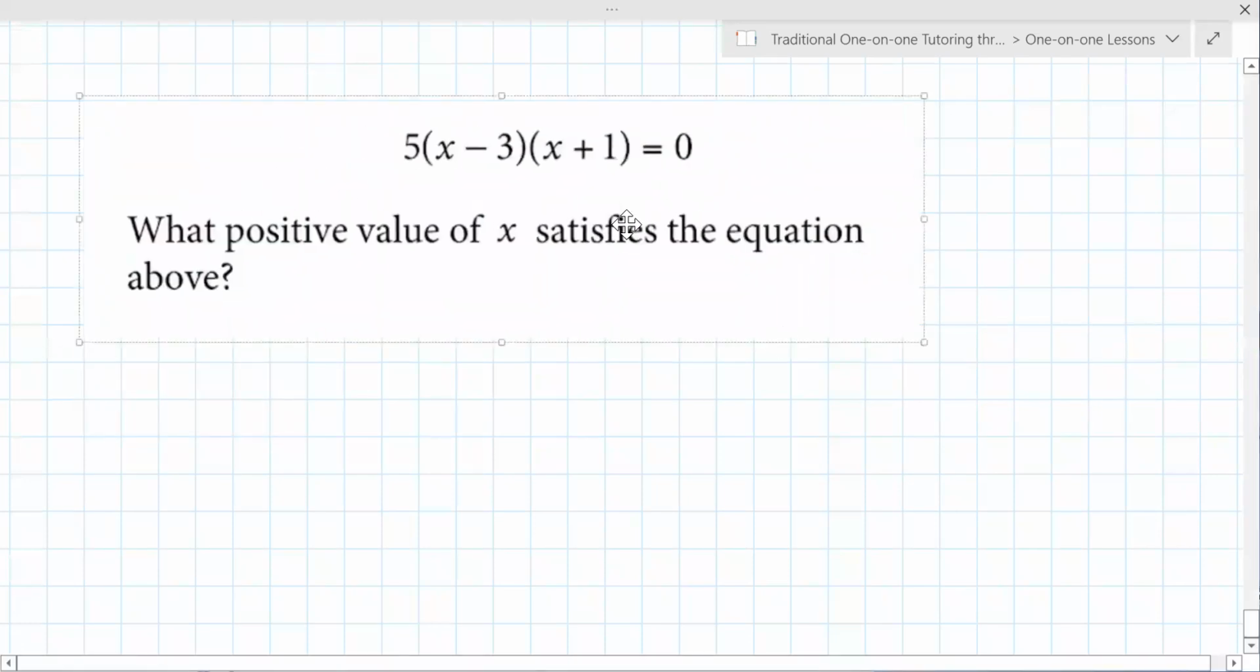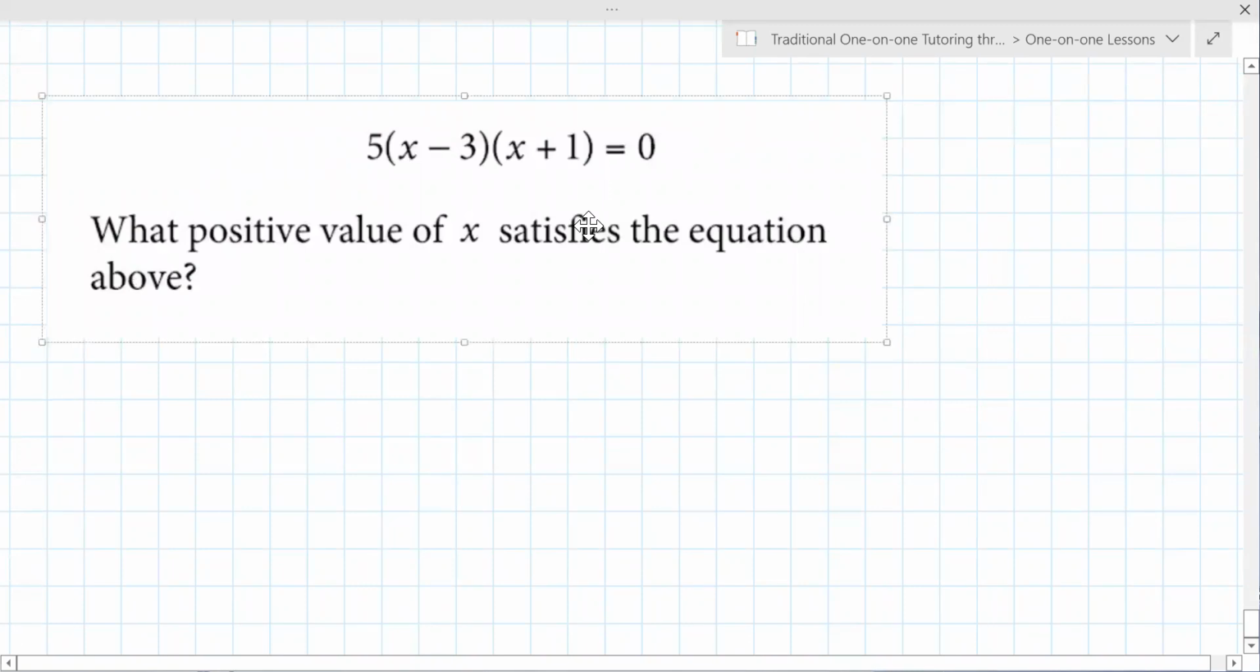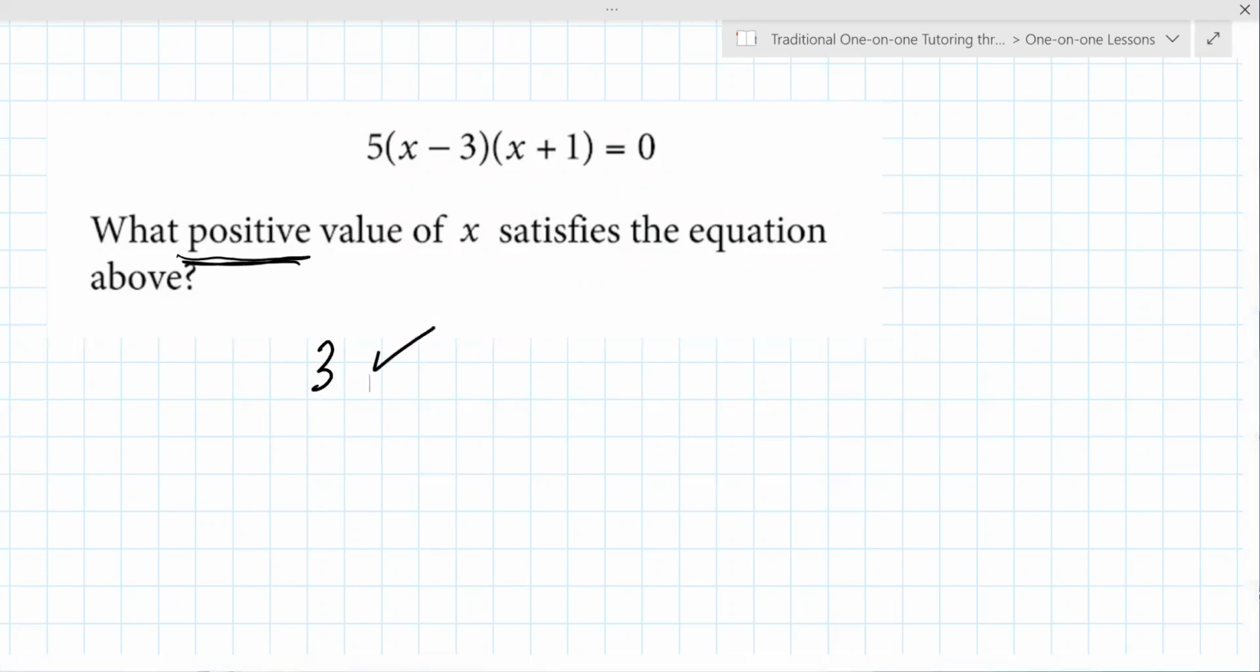All right. This is again asking, what is the solution? What are the x-intercepts? So the first x would be 3 and the second x would be -1. Okay, so let's be more specific here. Which one is this asking for? The positive. So which one would you give? 3. Yes. And if it asked for the negative, it would be the other one.